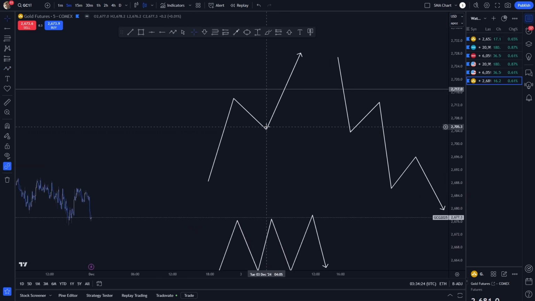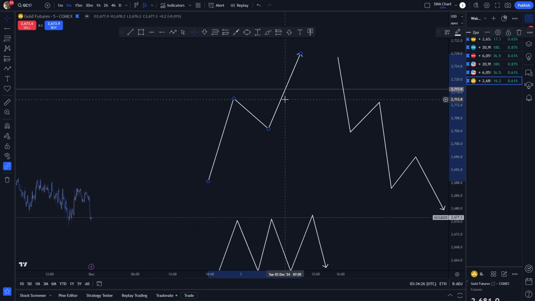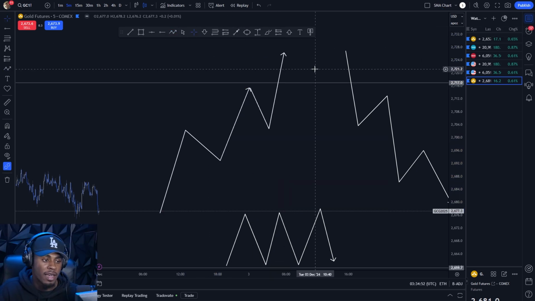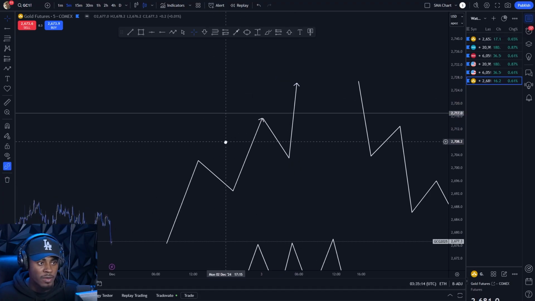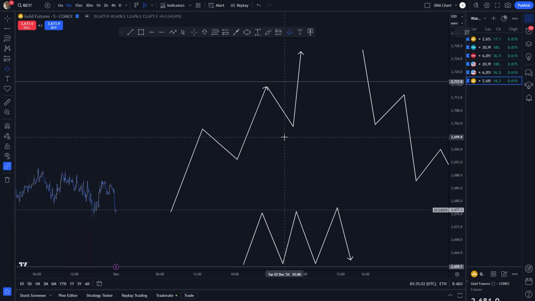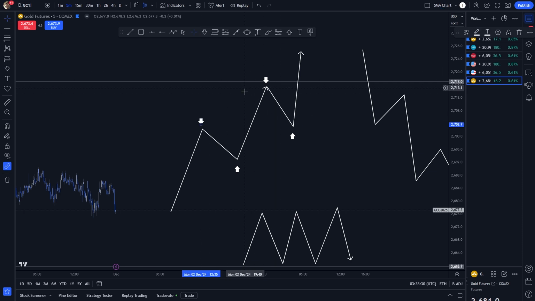So with an uptrend market, let's go ahead and make this a little bigger. How does one identify an uptrend? You need to be able to identify some structure. With an uptrend, we know that we have to be able to find some higher highs and higher lows. This low being much higher than this one makes that a higher low, and this high being much higher than this one makes this a higher high.